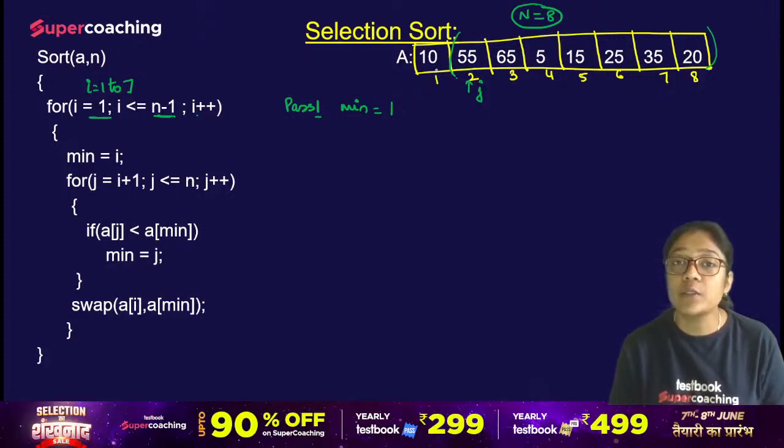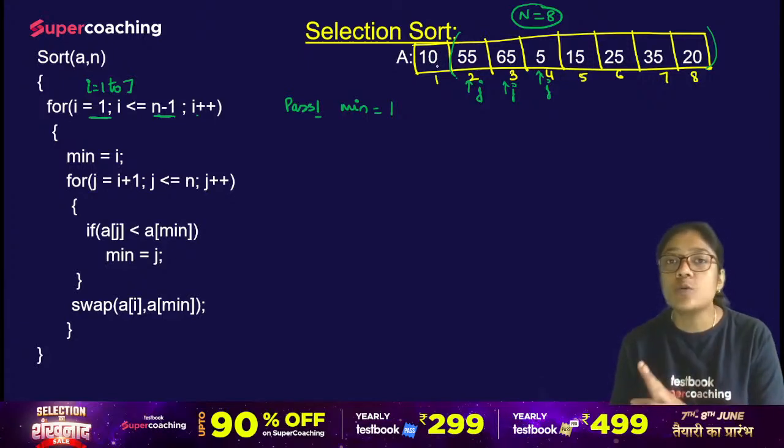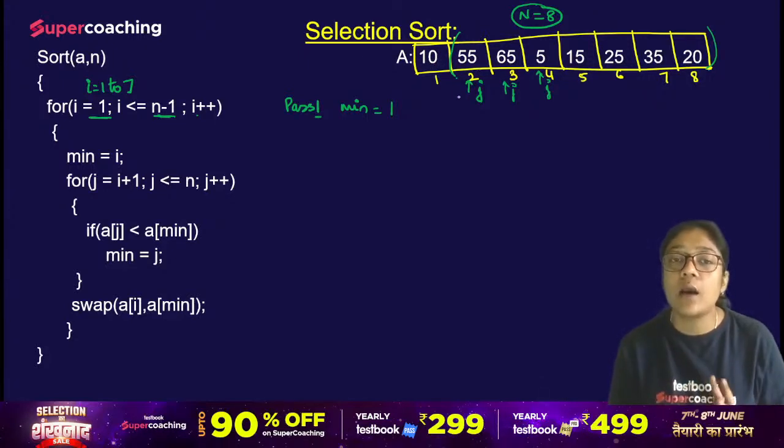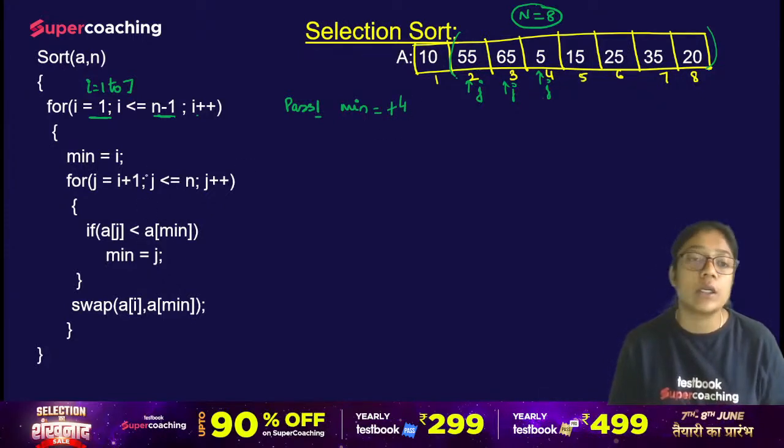So 55 is smaller than 10? No, j will be incremented. 65 is less than 10? No, j is incremented. 5 is less than 10? Yes. तो डायरेक्टली स्वैप नहीं करेंगे, यानी कि अभी तक का हमारे पास जो स्मॉलेस्ट एलिमेंट है वो कहाँ पे अवेलेबल है? जहाँ पे j पॉइंट करे, दैट इज 4. दिस इज व्हाट आई हैव रिटन हियर.